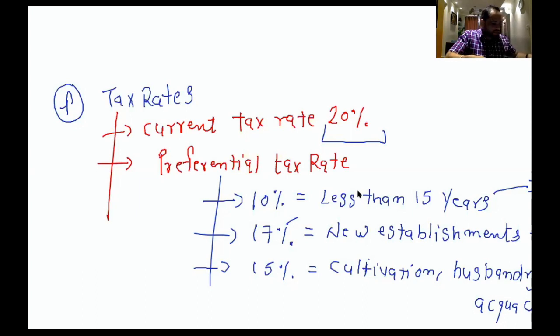All right, so let me check again, let me confirm again. Newly established companies. Tax rate for a newly established company is 17%. And the time period is 10 years. All right. Time period is 10 years.